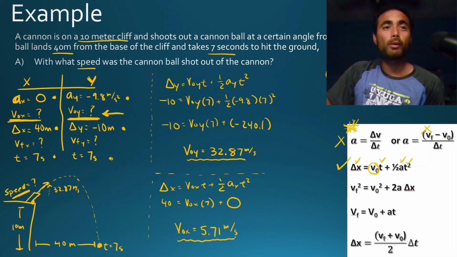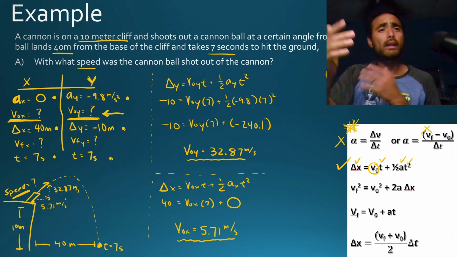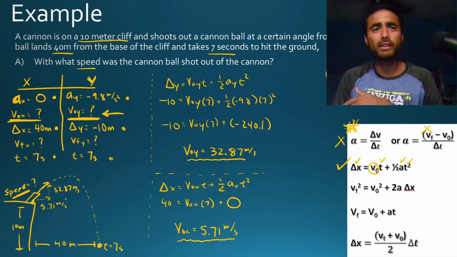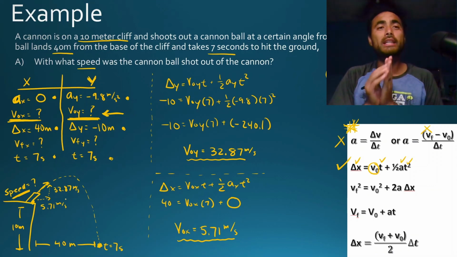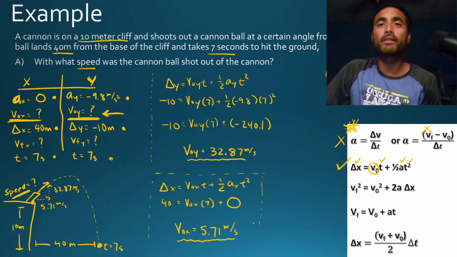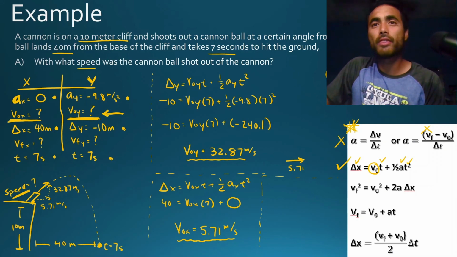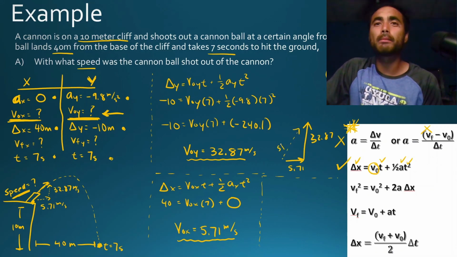Now we found out, okay, it gets shot out at 5.71 meters per second. So it's like, okay, how fast did it get shot out with? 32.87 or 5.71? This might be a little bit confusing. However, it's the combination of both. What we're going to do is use the Pythagorean theorem to figure out what it gets shot out with. So for example, if it's going 5.71 in the x direction and 32.87 in the y direction, the speed is going to be the combination of both of these.